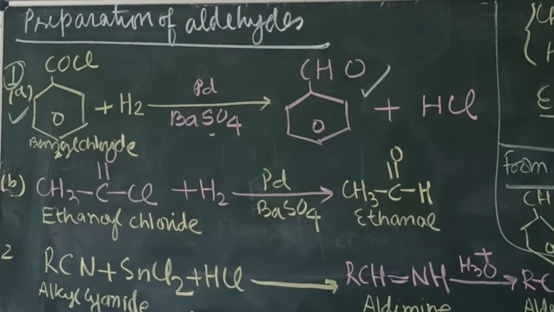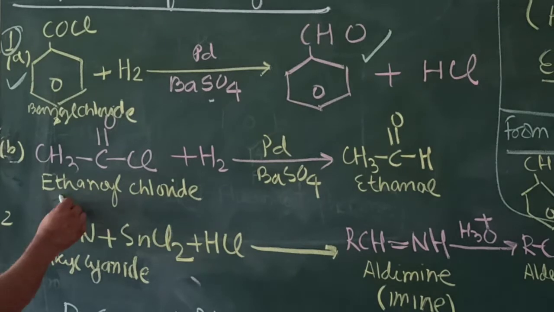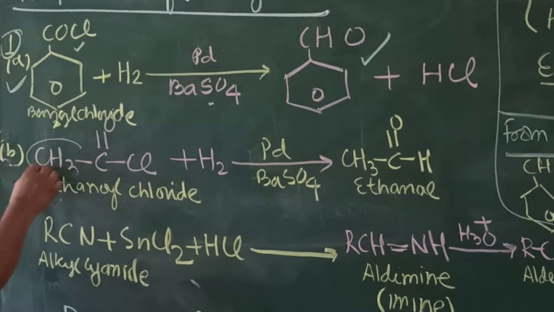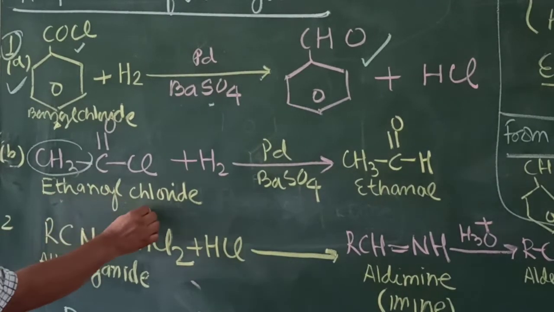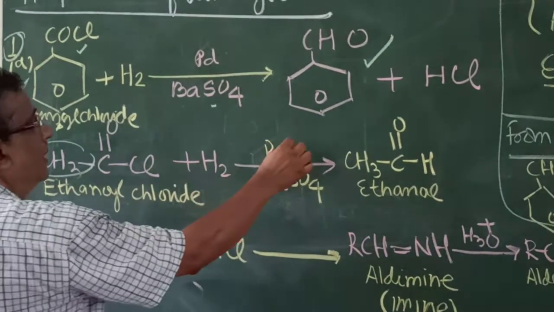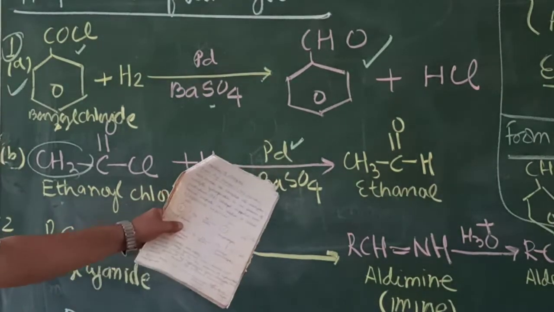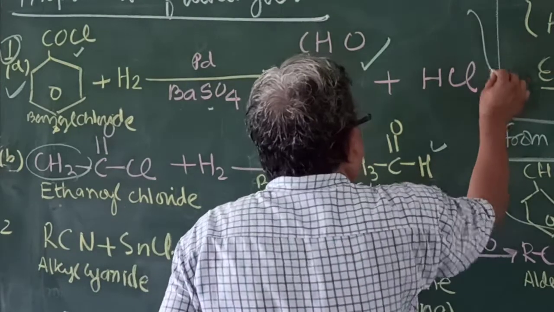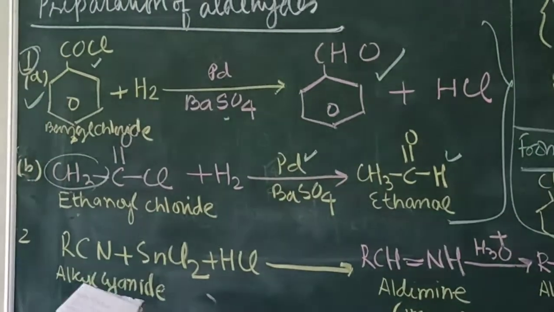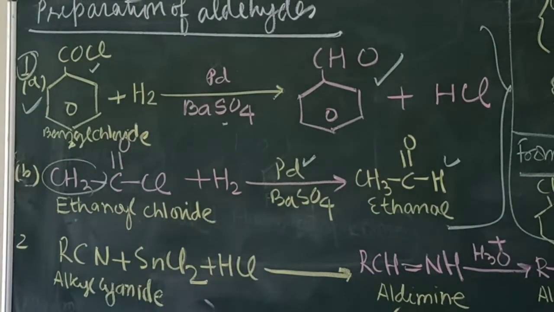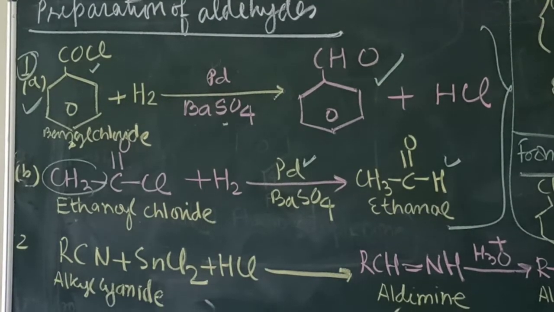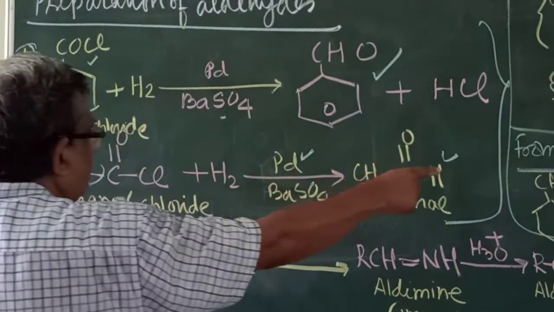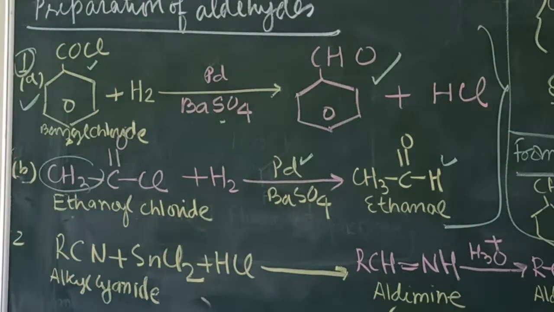The second example of this reaction is, we take this time ethanoyl chloride. First here we took aromatic and now we are taking aliphatic. Ethanoyl chloride plus H2 in presence of palladium supported over barium sulfate catalyst gives you ethanal. These two reactions are very, very important reactions and they are known as Rosenmund reduction, in which the acid chlorides in both cases are reduced to aldehydes.